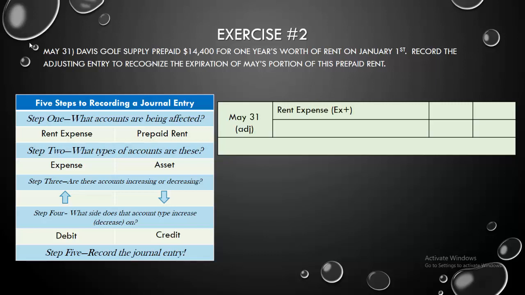But for how much? Well, to figure it out, what we're going to do is take the original amount of prepayment, and we're going to recognize the portion that's expiring. We paid $14,400 for 1 year's worth of rent. That's 12 months. Well, one of those months is expiring. May's expiring. So we need to recognize 1/12 of that total prepayment, which is going to come out to be $1,200. And that is the same amount of prepaid rent we're going to have to take off the books with a credit when we make our adjusting entry for the expiration of May's portion of this prepaid rent.